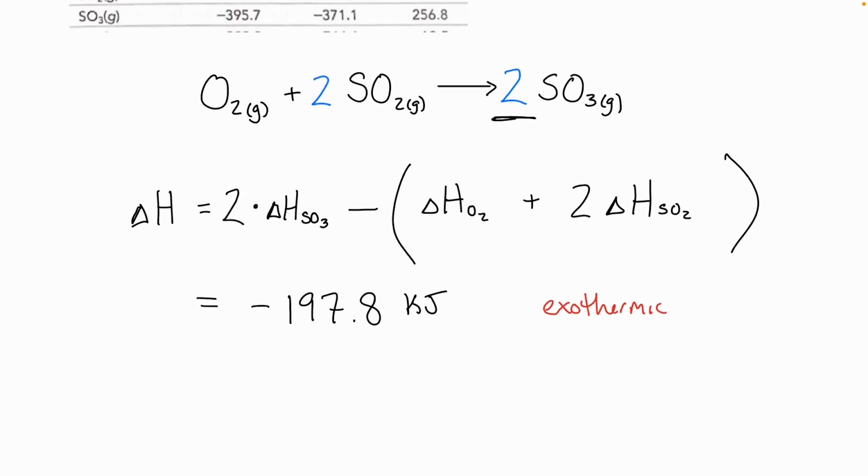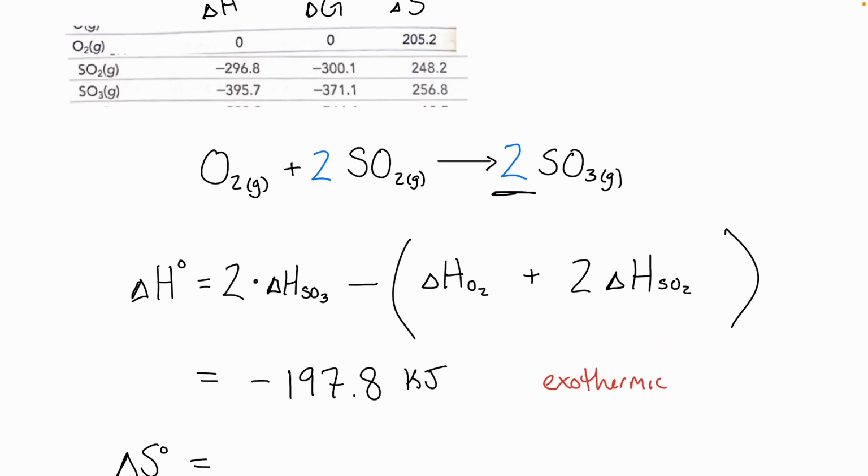All right, now let's do the delta S. I guess it's really delta H naught and delta S naught. Let's be careful. All right, so I'm going to do 2 times my product minus my reactants. Again, make sure to put those in parentheses.